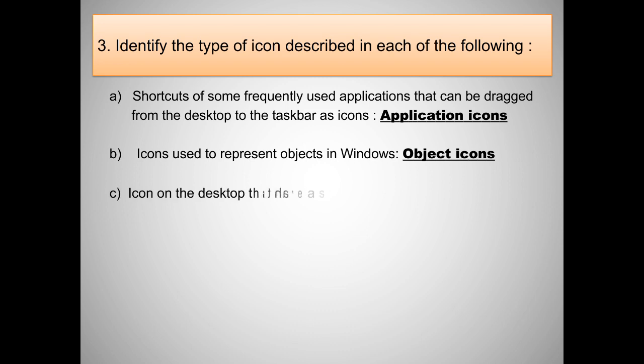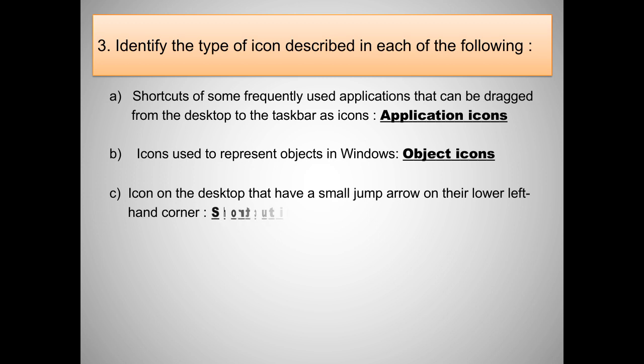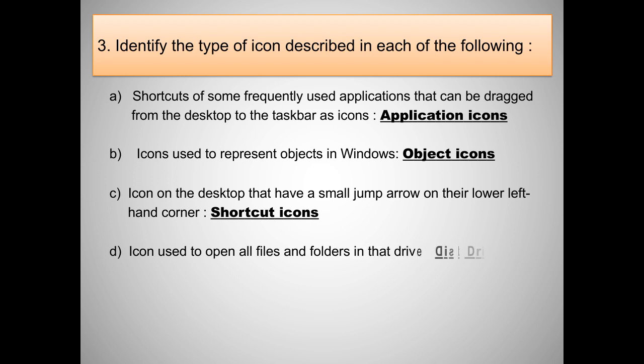Icons on the desktop that have a small jump arrow on their lower left hand corner. So, there is an icon where you have a small jump arrow on the lower left hand corner. Which icon? It is shortcut icons. Icons used to open all files and folder in that drive. That is which icon? It is disk drive icon.